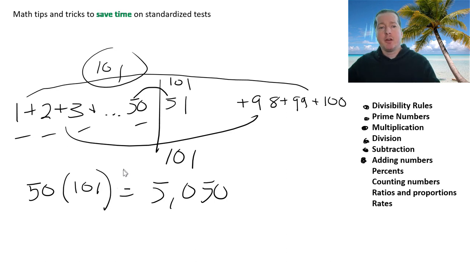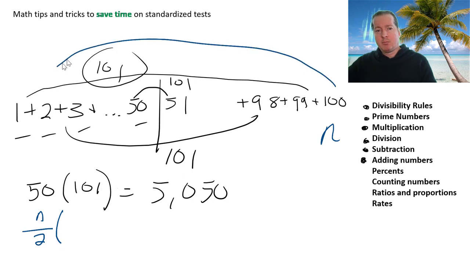And there's a formula here. Let's say the number of numbers is n. So here there are 100 numbers. 50 is n divided by 2. So n divided by 2 times, well, the 101 is n plus 1. N over 2 times n plus 1, that gives you the sum of all these consecutive numbers.